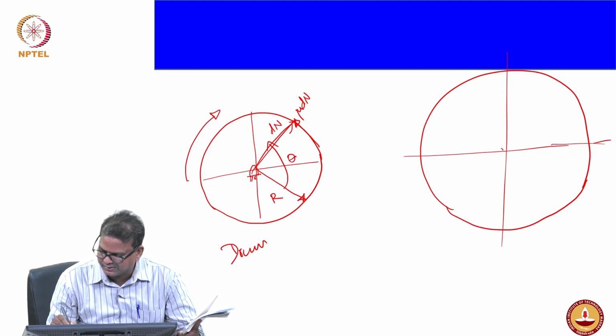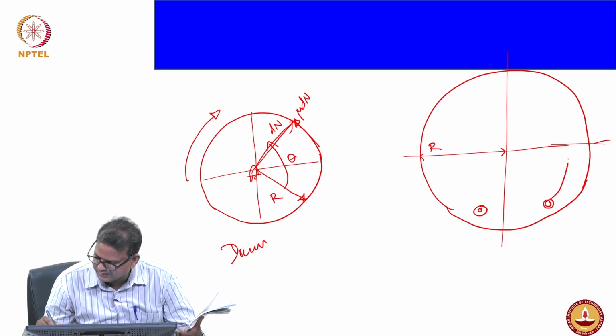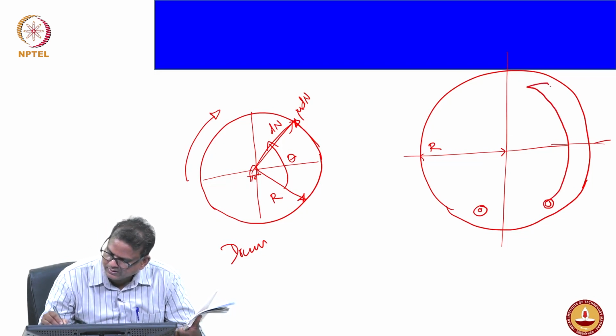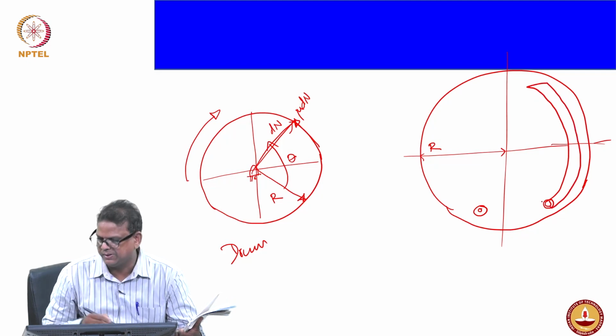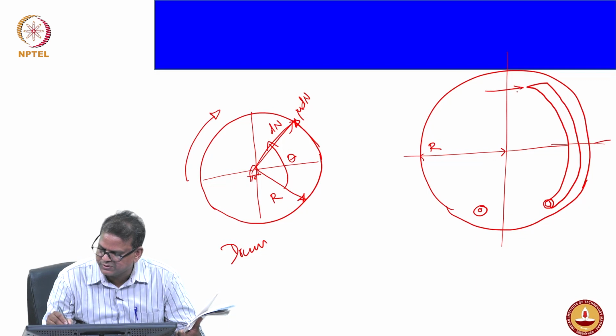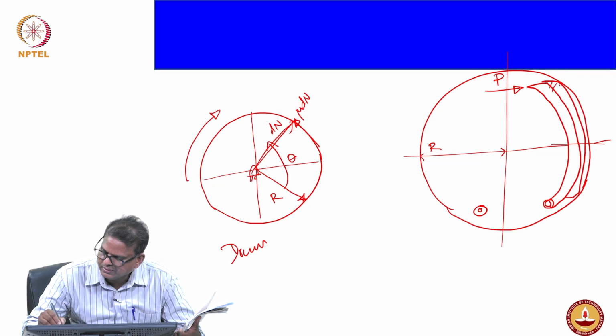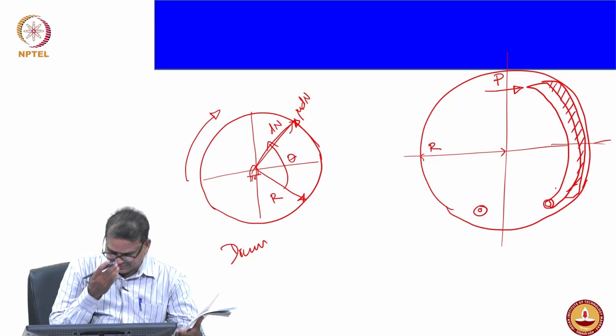So the radius is R, which you already know. Usually the shoe will have a pivot, then it moves like this. I am just showing only one aspect. Then the activation force will be in this direction. P is the activation force, and then we will have the friction material. This is your friction material.